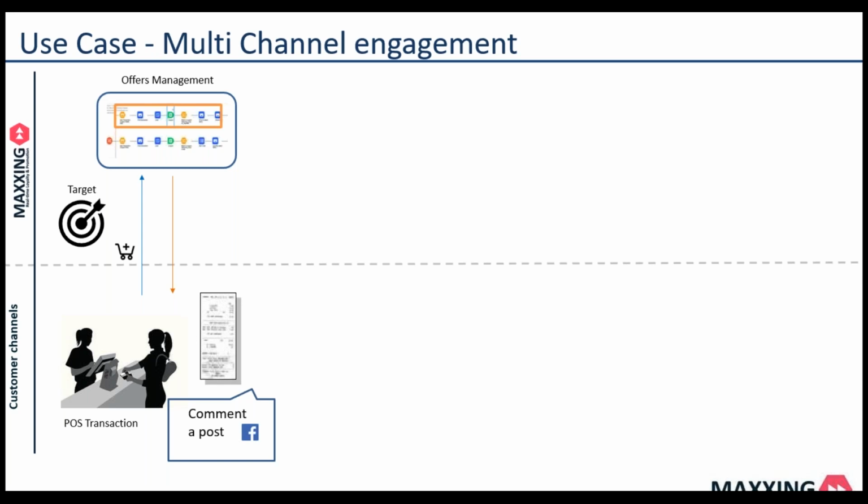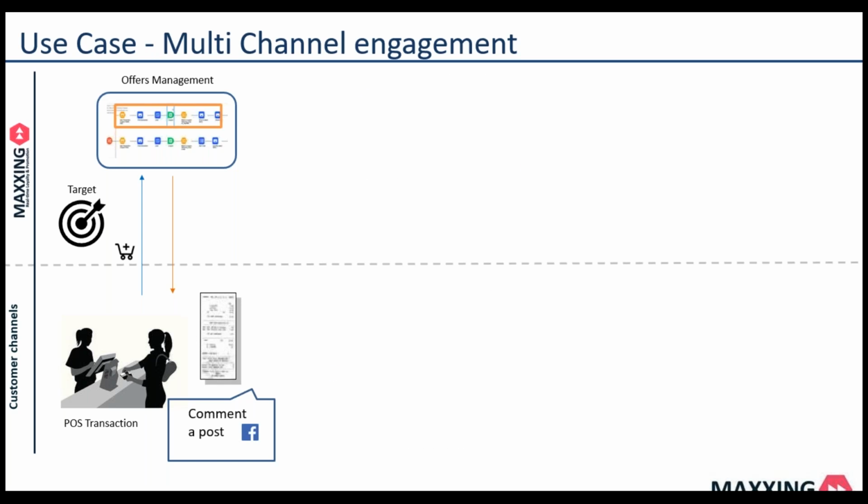Then once you have the target defined, you say, okay, when they buy a specific product, so in the following example, it will be a pair of jeans, we can add on the receipt for a POS transaction, or on the screen for an e-commerce transaction, a message to encourage them to do some Facebook interaction. So just comment on a post or like a post here in my example.